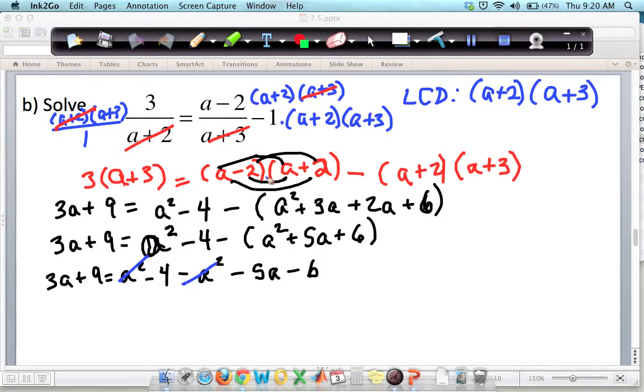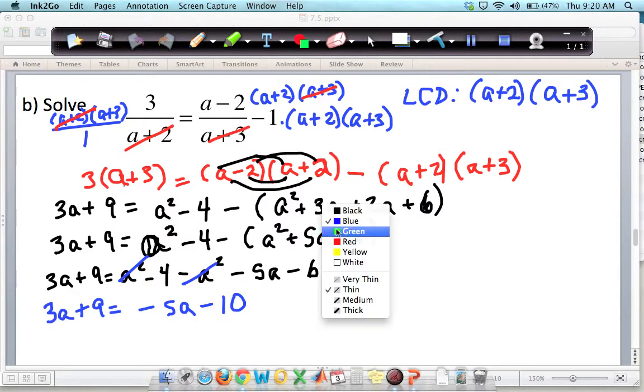And now I'm going to combine my negative 4 minus 6. So let's rewrite this. 3a plus 9 equals negative 5a minus 10. Negative 4 minus 6 is negative 10. Okay, let's start combining our like terms.